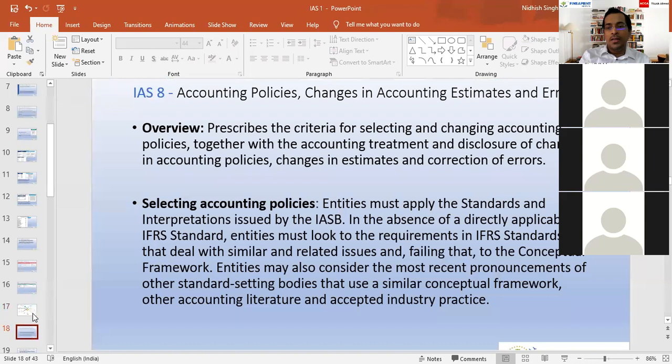Next, IAS 8. Are we ready? We'll have some questions subsequently because it is a 43-page slide. So IAS 8.